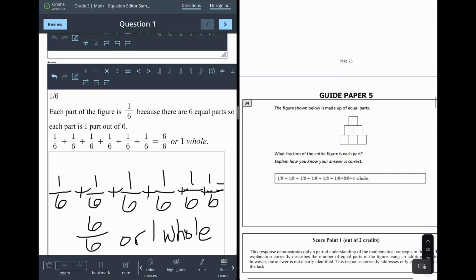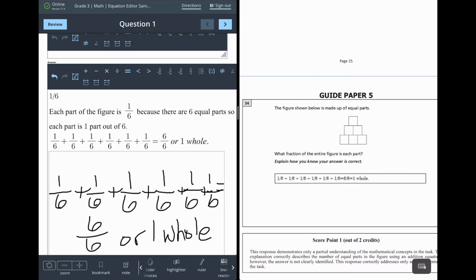And this kid typed in, he also gets 1 point. He typed his fractions, 1/6 plus 1/6 plus 1/6, all the way to get 1 whole, but he didn't answer this question, what fraction is 1 piece. He didn't answer that. So unfortunately, he only gets 1 point. You had to have the answer and the explanation. This is a great explanation, but he didn't answer the question.